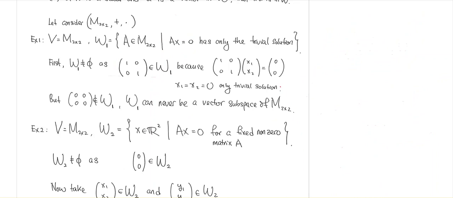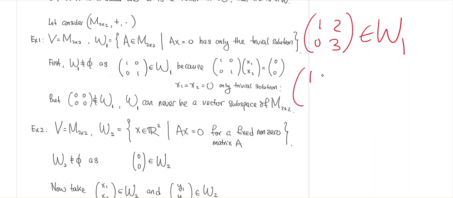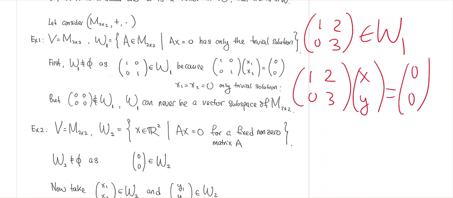So let's pick another one. I'm also claiming that [1 2; 0 3] is also in W1. Now, we already have a lot of tools to determine the number of solutions for the system. One way is you can row reduce it, and another way we can simply look at the determinant.